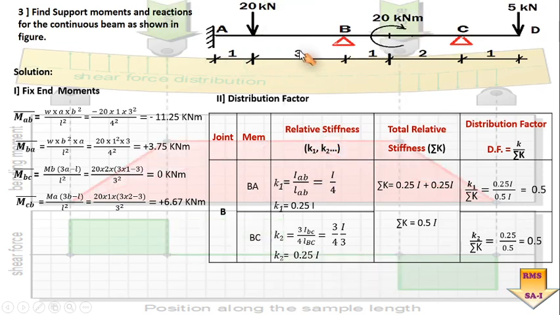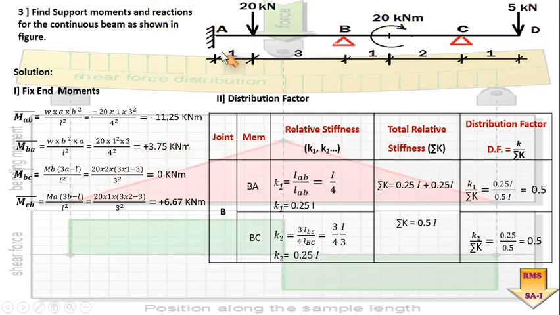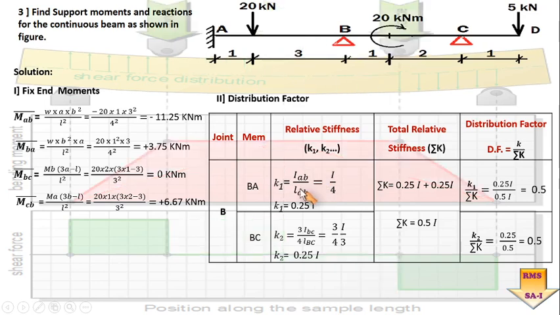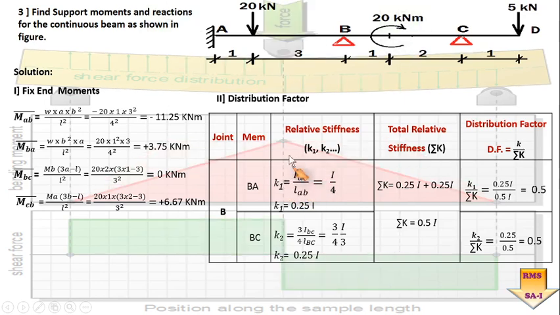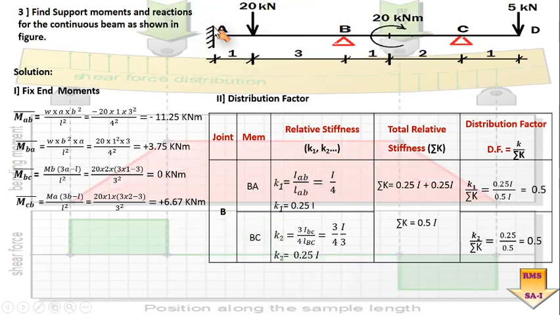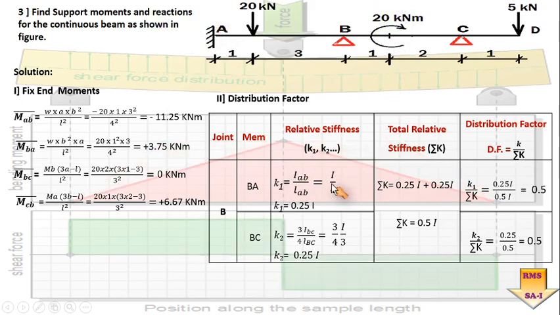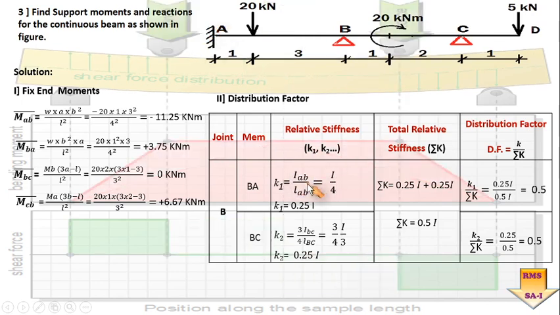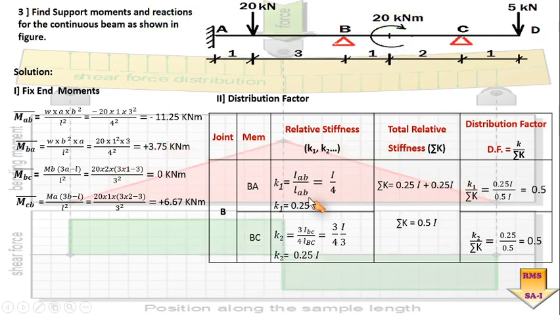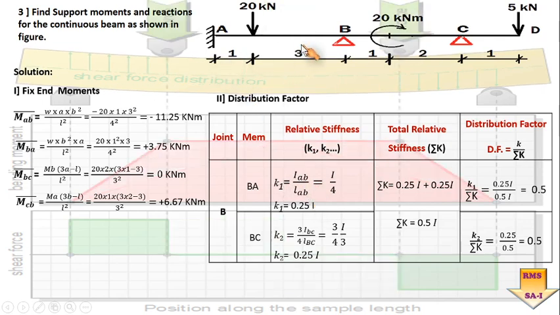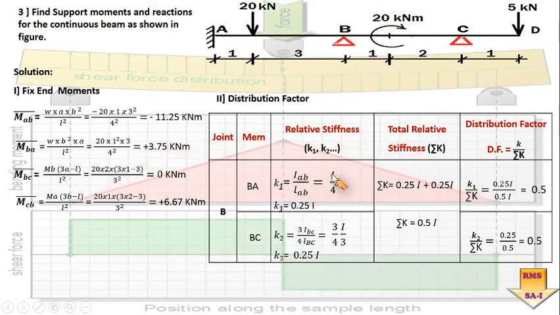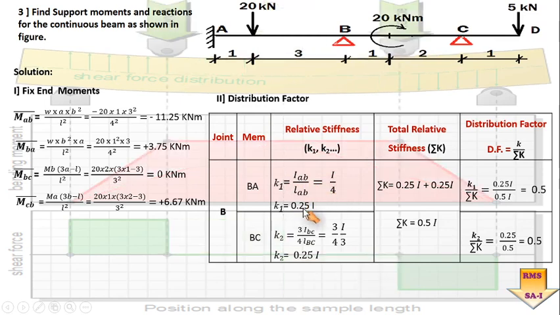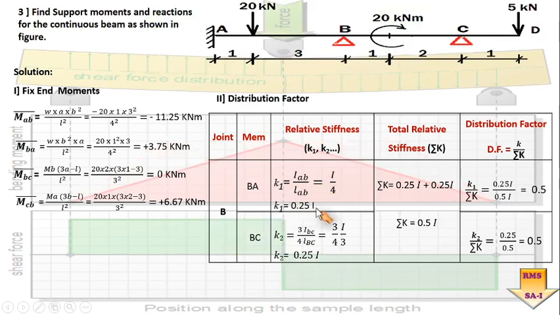So K1 is the relative stiffness for BA, that is equal to I by L. Why is I by L to be taken? Because the far end is fixed. Is it okay? Now after putting the value of I and the individual span for the first part of the beam AB, I got I by 4 is equal to 0.25. So K1 is equal to 0.25.